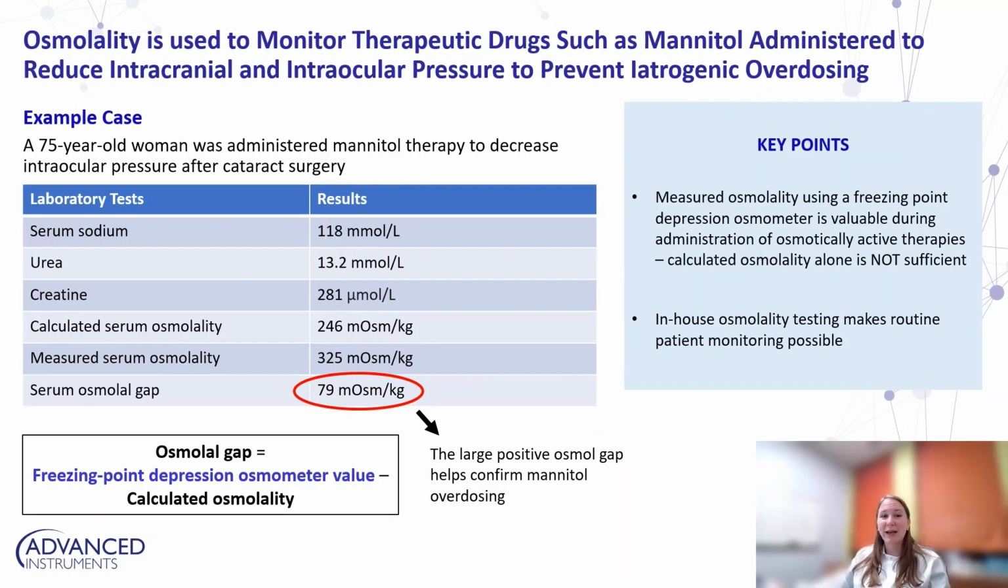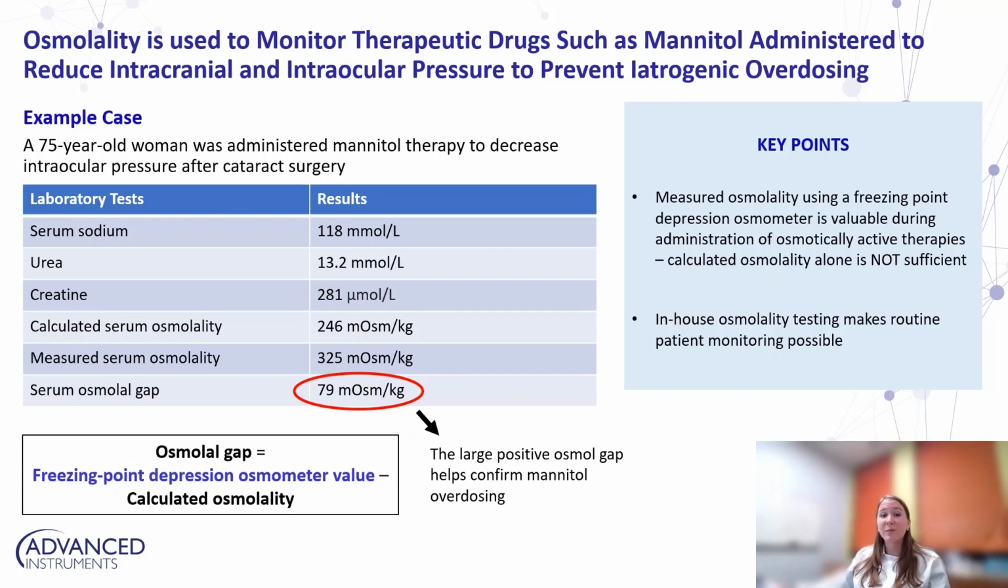The last case we'll look at is utilization of osmolality in monitoring therapeutic drugs. In this case, a woman is receiving mannitol therapy, an osmotically active therapy to decrease intraocular pressure after cataract surgery she had. As in the previous case, the clinician is interested in identifying the osmolar gap, which will provide insight into proper dosing. In this case, the large positive osmolar gap helps confirm mannitol overdosing. This is a case where freezing point depression is a must because mannitol is a sugar alcohol and interferes with other osmometry methods. Mannitol therapy requires close monitoring.